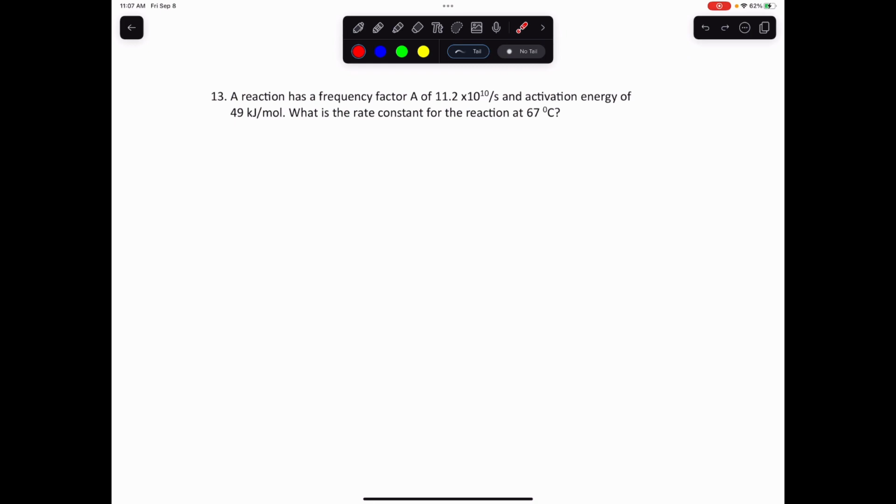Okay. So the problem says the reaction has a frequency factor A of 11.2 times 10 to the power 10 per second. It has an activation energy of 49 kilojoules per mole. And it's asking what is the rate constant for the reaction at 67 degrees Celsius. So anytime you see the terms frequency factor and activation energy, and they're asking for the rate constant, you want to think Arrhenius equation.